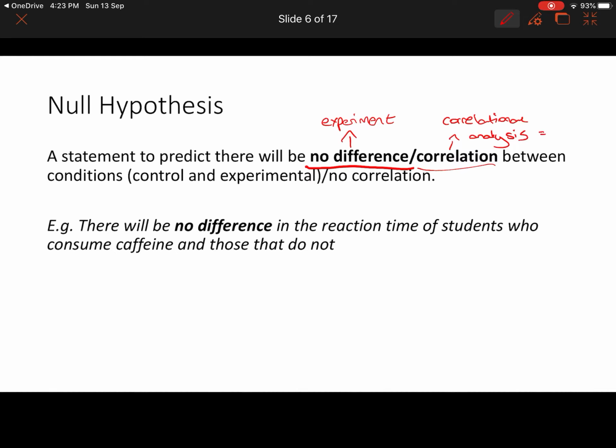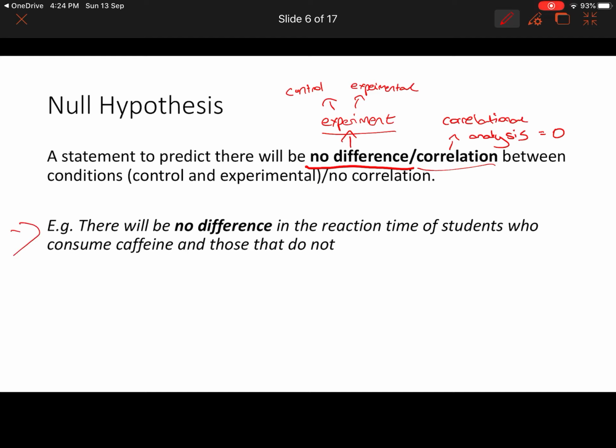So for our correlational analysis, we're basically saying that the correlation coefficient is going to be 0 or close to 0 and non-significant. If we're saying that there's no difference in an experiment, we're saying that the findings, the results, the DV between the control and our experimental group is negligible. There's not likely to be any major difference or any significant difference between the findings there.